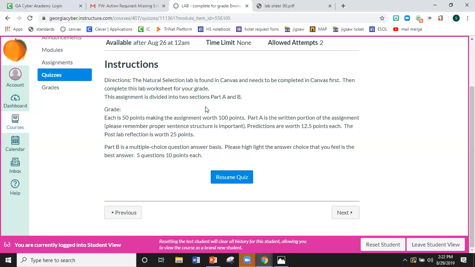The assignment is divided into 2 sections, part A and B. Each is 50 points, making the assignment worth 100 points. Part A is the written portion of the assignment. We did that. Please remember that proper sentence structure is important. Predictions are worth 12.5 points each, and the post-lab reflection is worth 25 points. Part B is multiple choice, and there are 5 questions and they're worth 10 points apiece.